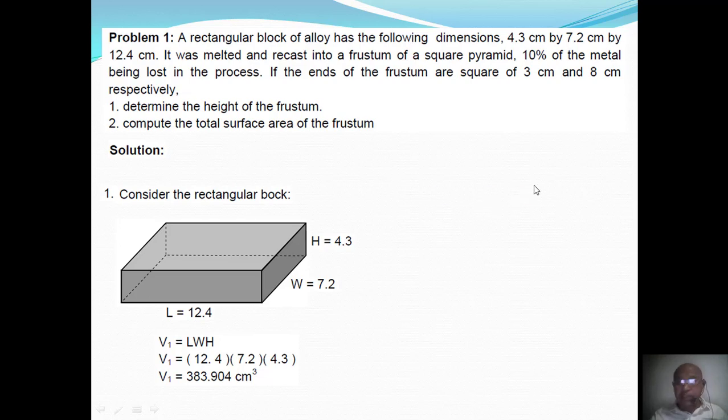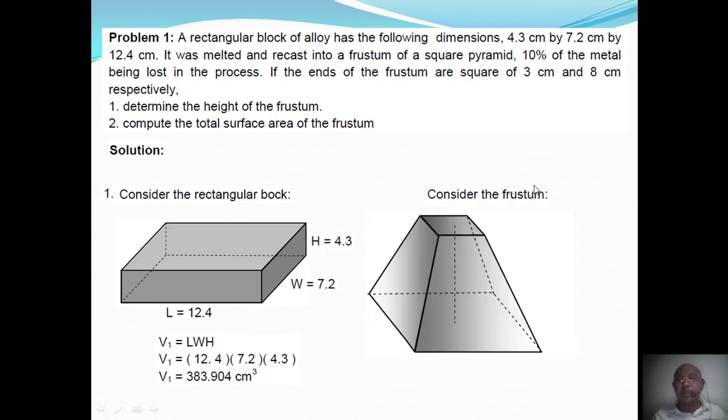Then we can consider the frustum of the square pyramid. The ends of the frustum are square, 3 by 3 cm and 8 by 8 cm. So at the top we have 3 by 3, at the bottom we have 8 by 8. So area 1 is 3 squared, 9. Area 2 is 8 squared, equal to 64. Question number 1, determine the height of the frustum.